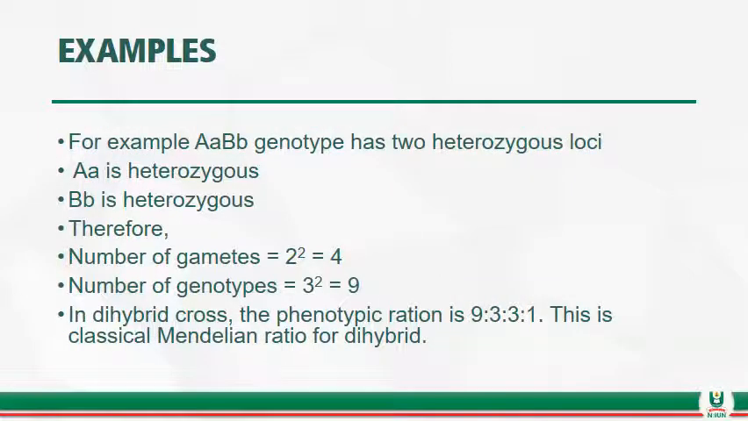So that is 4, and the number of genotypes that will be produced is 3 raised to power 2, that is 9 genotypes. So it's important to know that in a dihybrid cross, the phenotypic ratio, that's what you see, is the ratio 9 to 3 to 3 to 1. So that is the classical Mendelian ratio for the dihybrid cross.